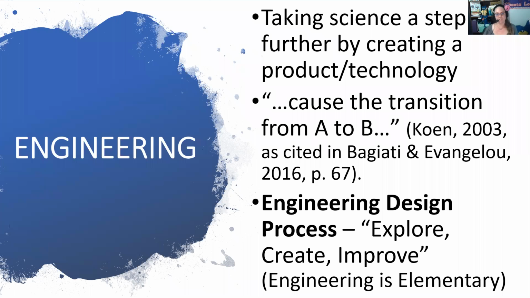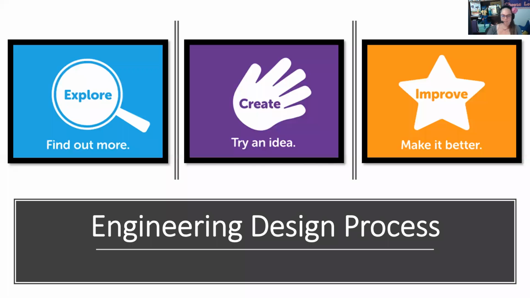So engineering is taking science a step further by creating a product or technology. This causes the transition from A to B. Engineering design process in the early childhood classroom for pre-K kids. The Engineering is Elementary program describes it as the steps of explore, create, improve. So here's the visual that EIE uses for explore, create, and improve to help pre-K kids move through the engineering design process in a developmentally appropriate way.